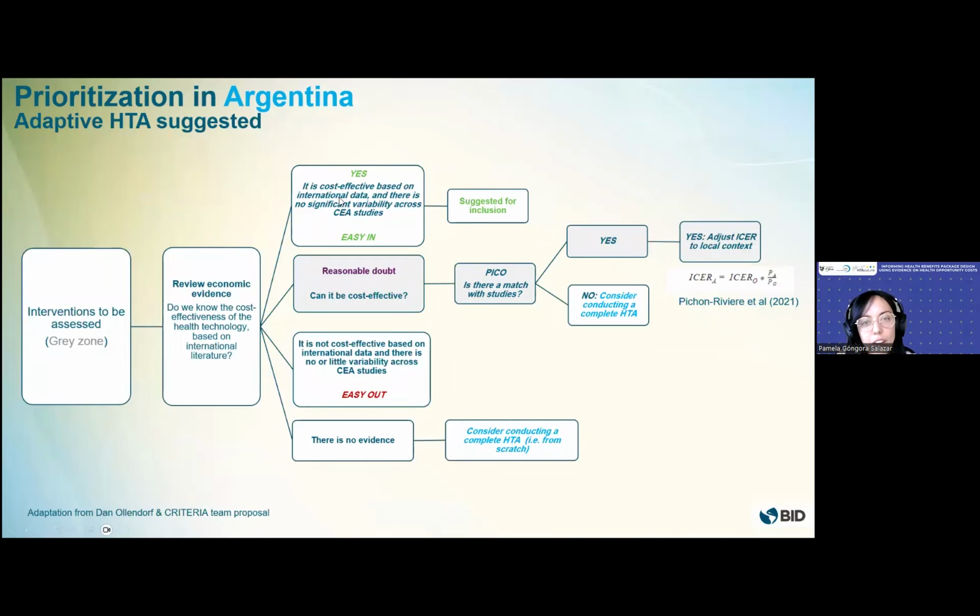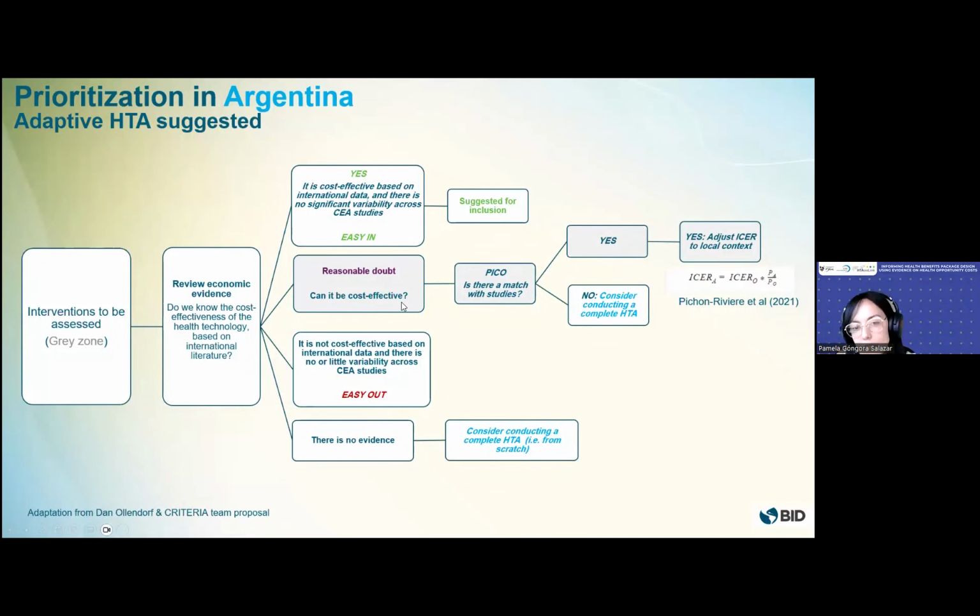So we review economic evidence, and it was suggested for inclusion if, according to the economic evidence that we reviewed, the intervention was considered to be cost effective based on international data, and there was no significant variability across cost effectiveness studies. So that was a sort of an easy in. Easy out is if it is not cost effective based on international data, and there is no or little variability across cost effectiveness studies. So basically it's an easy out. We are not suggesting this for inclusion.